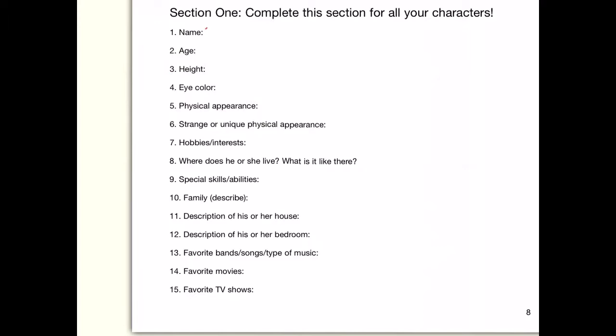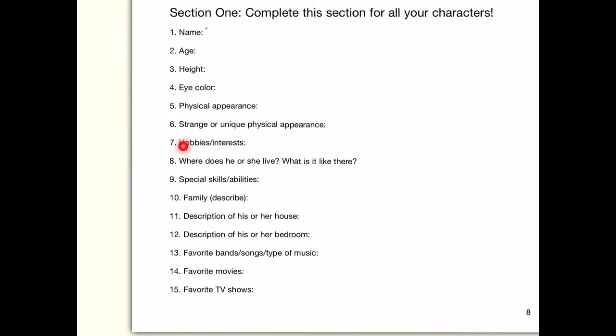He has just a normal build. He's not skinny. He's not overweight. He's just a normal size student like that. Okay, strange or unique physical appearance. So what weird things does this character have to make them stand out? He actually has a mole on his back that has a hair growing out of it. It's really gross, and his brother and sister like to tease him about it. So that's one of the weird things that he has.